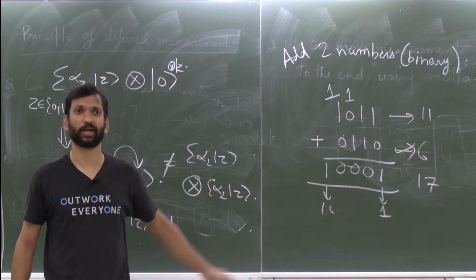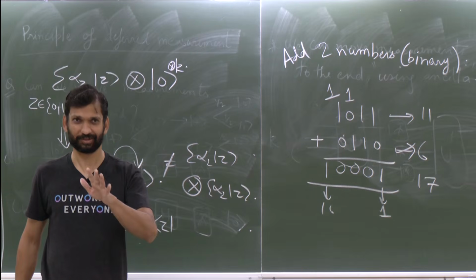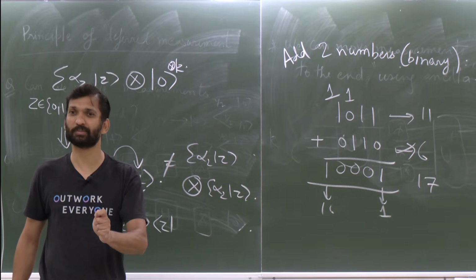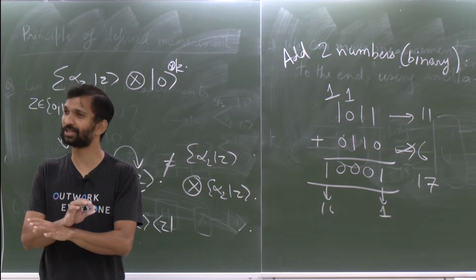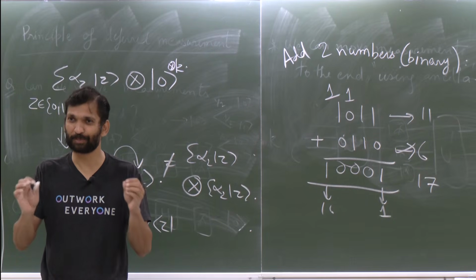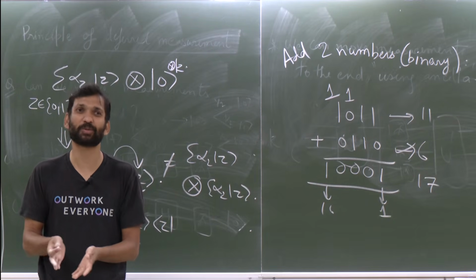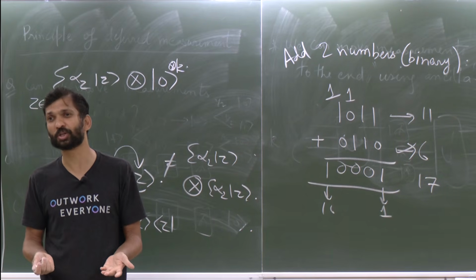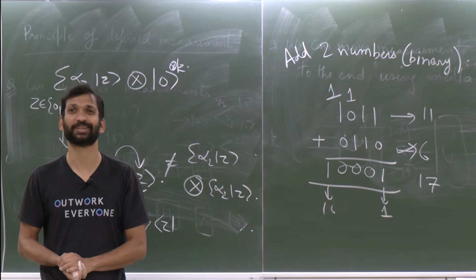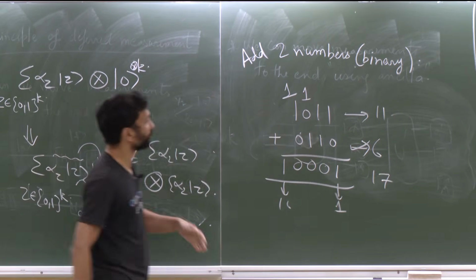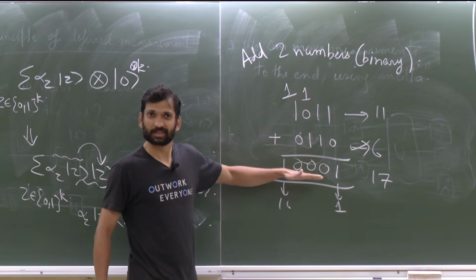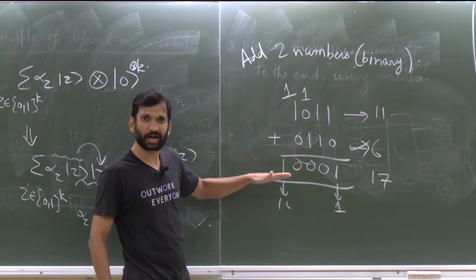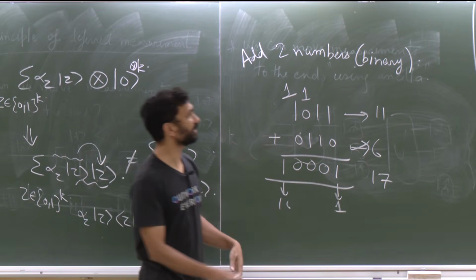Create a quantum circuit to add two binary numbers. Remember, this is just a classical problem. Your input is classical. I will always give you input to be classical. Your output is also going to be classical, but just to torture you, I want you to make a quantum circuit for it.